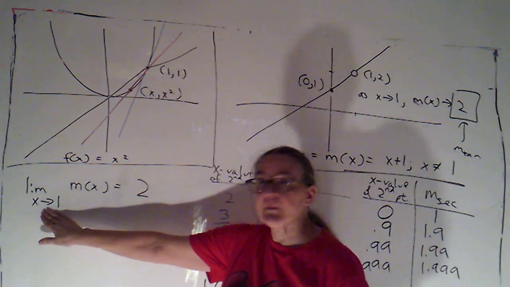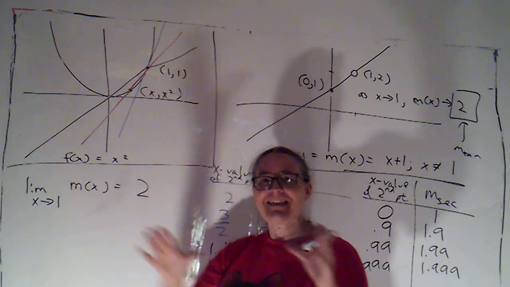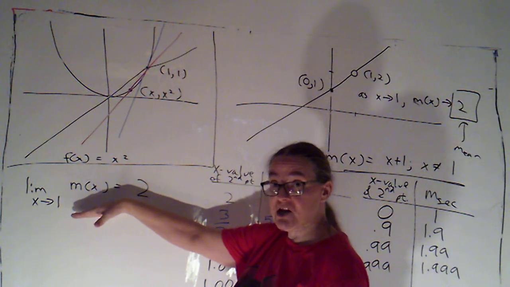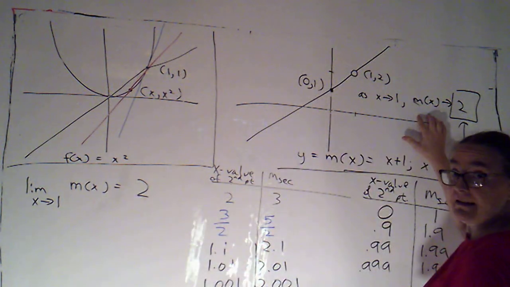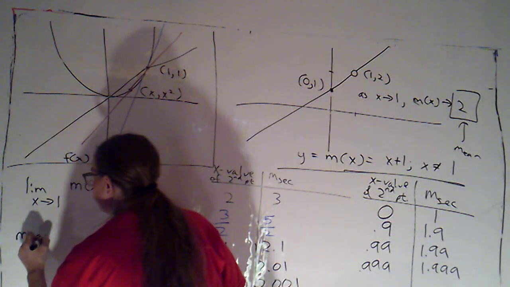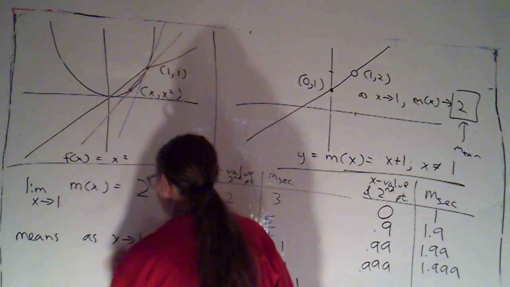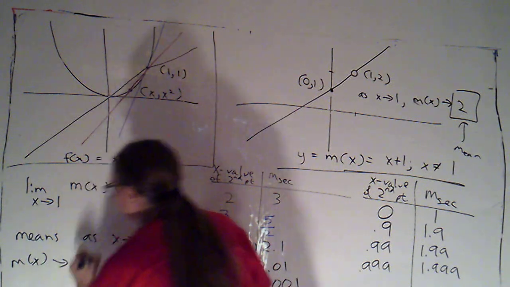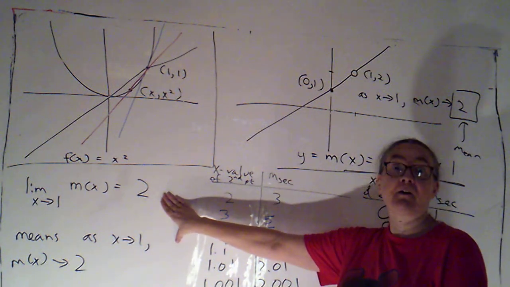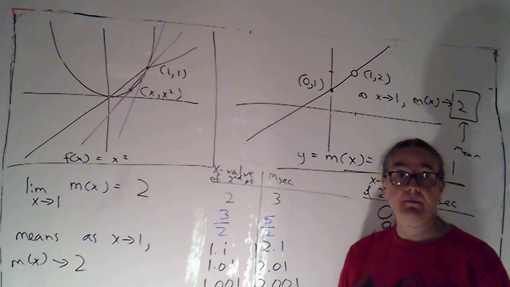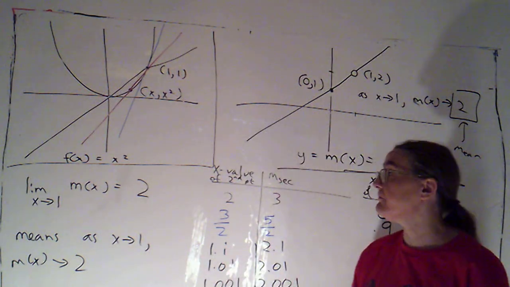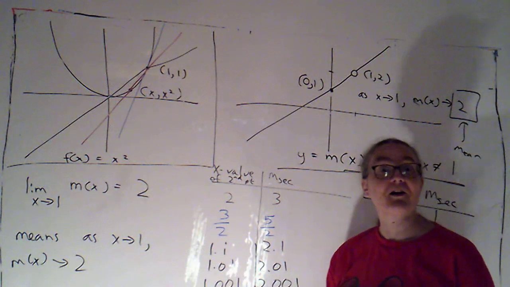Now, I haven't formally defined the word limit yet. That's what all of chapter 2 is about. Basically, this equation right here says the same thing that this does. As x gets close to 1, m of x gets close to 2. Okay. And I'll be defining limit a little bit more formally and eventually very formally as we work our way through chapter 2. Right now, this is just a little bit of a preview of the notation that we'll be using in the rest of the chapter as we work our way through this.